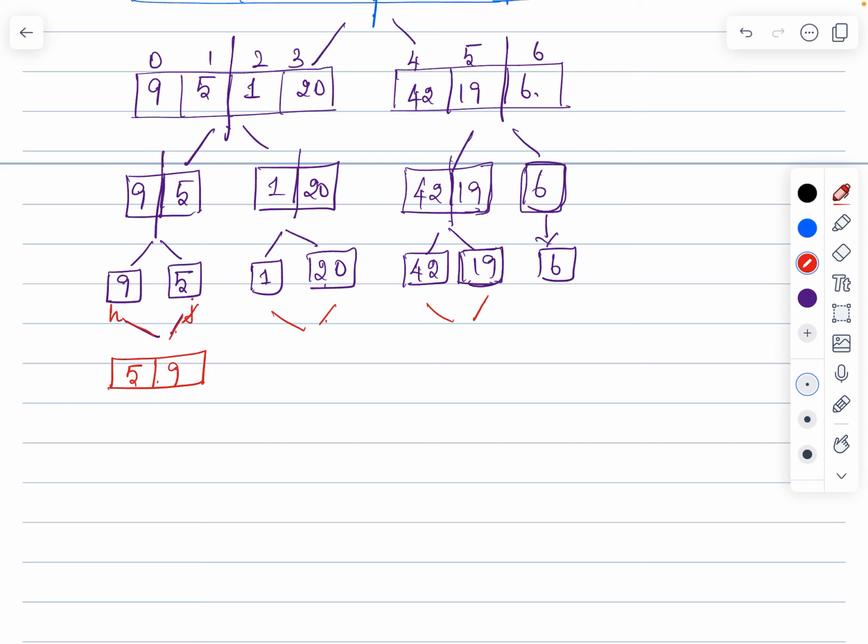Then again, like we just merged these two arrays, move on to the next 2 arrays. Again this is H and this is going to be J. If you compare H and J, array of H is smaller, so write array of H and increment H. It is not possible because there are no more elements. If you check the next array, there is only 20 inside the right subarray, so just copy the same into the new array, 20.